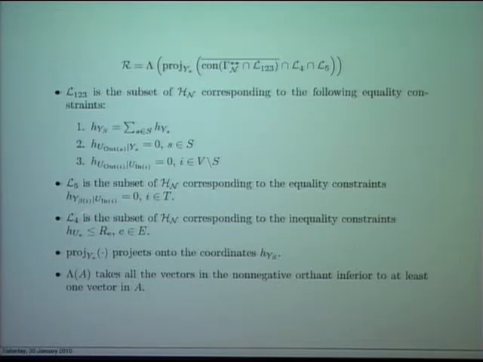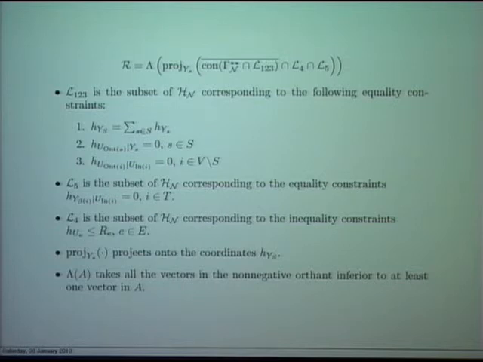Now, and then what is L4? L4 is the subset of the Euclidean space corresponding to the inequality constraints for the rate constraint. Okay, the entropy of UE, which is the auxiliary random variable for channel E, is upper bounded by the rate constraint RE. And then, so this projection YS is to project this whole thing, it's a very high dimensional thing, into a dimension which is equal to the number of information sources.